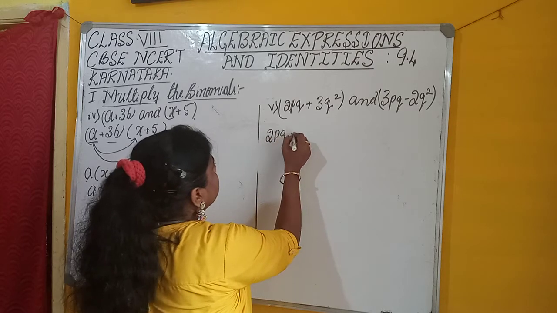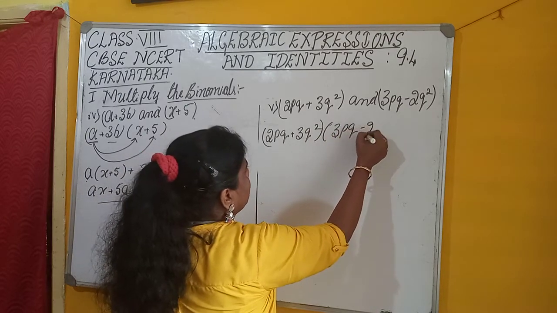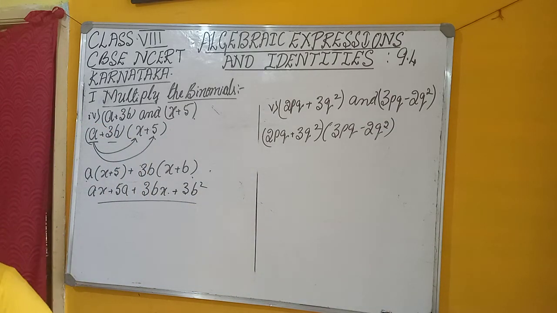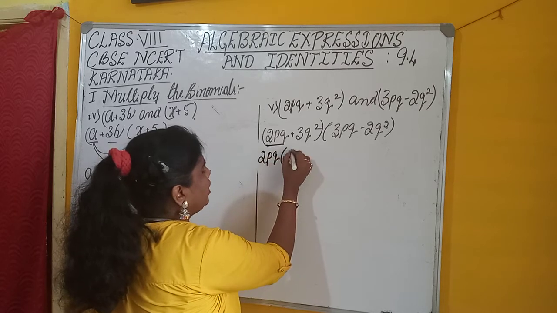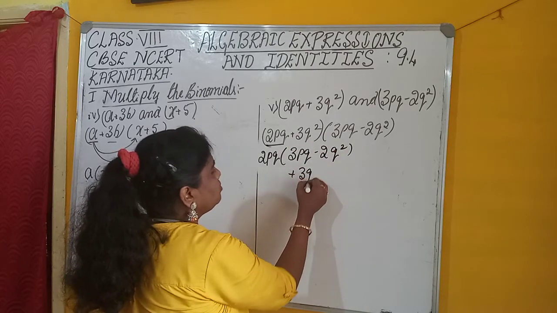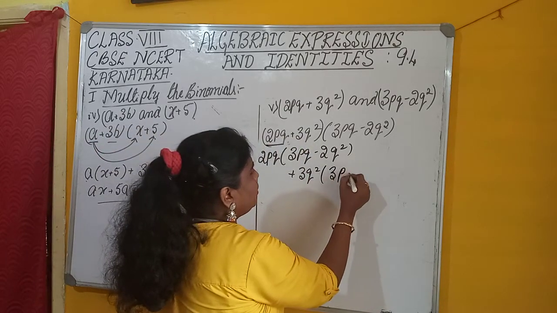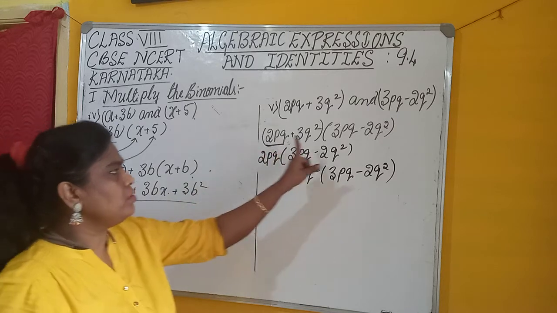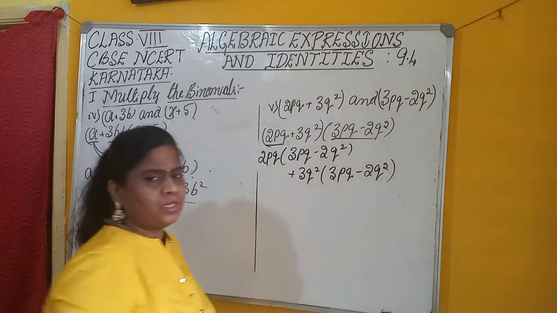That is (2pq plus 3q square) into (3pq minus 2q square). Okay? Take the first term of the binomial, 2pq into (3pq minus 2q square). Then take the second term, put the symbol, plus is there. Therefore, take the plus 3q square into (3pq minus 2q square). Students, are you getting how I wrote this? 2pq into the complete (3pq minus 2q square), and 3q square into (3pq minus 2q square).